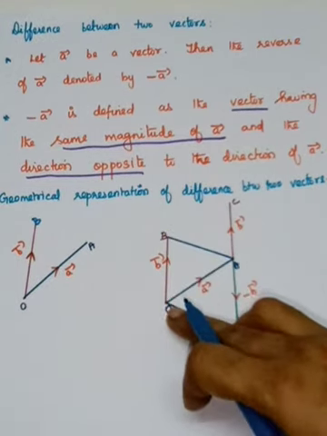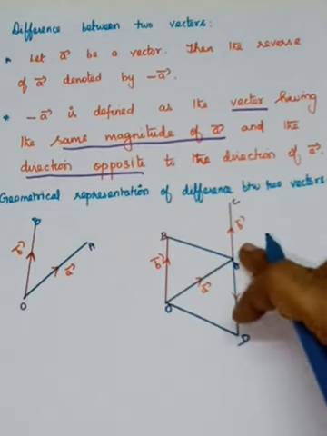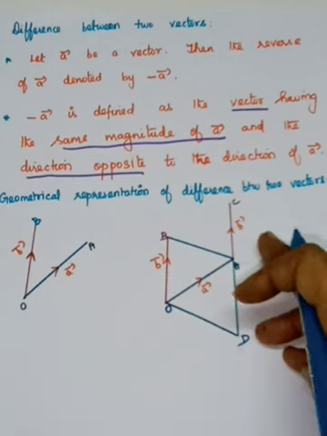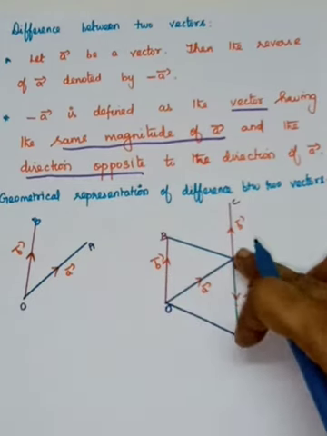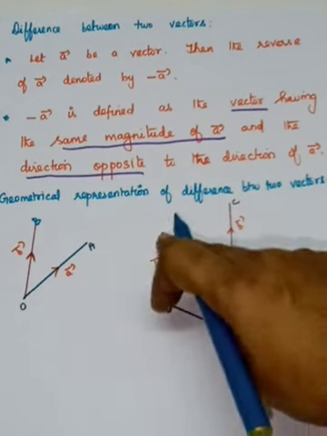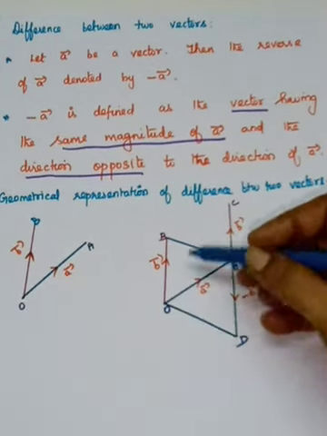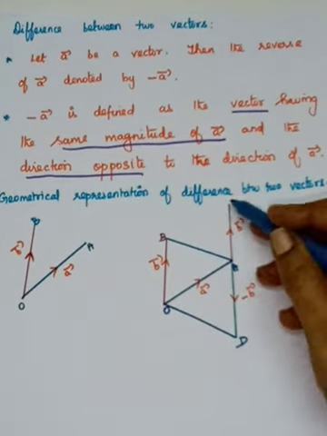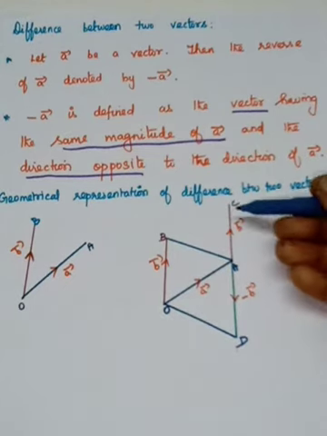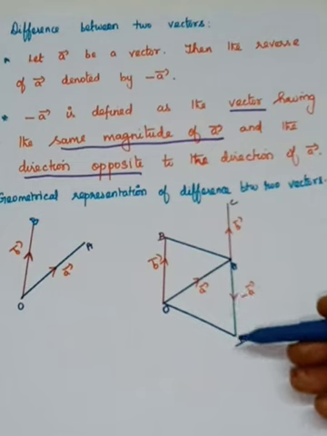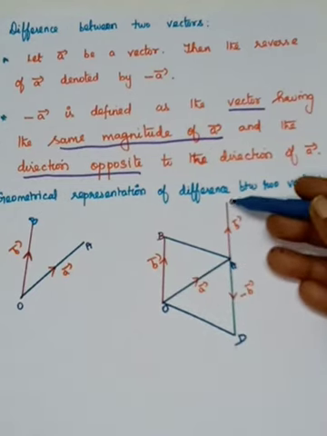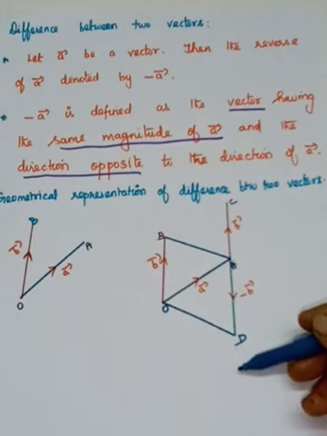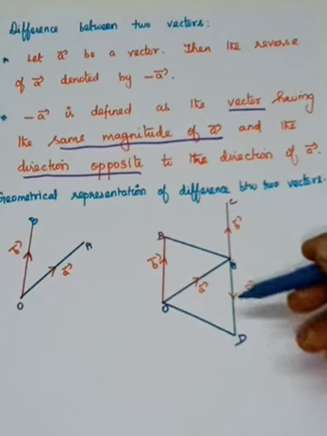Here we take the equal vector AC, which is exactly equal to OB, with the same magnitude and direction. So draw a line parallel to OB, and OB vector is equal to AC vector. So AC vector is B vector. Now we have to draw the negative of B vector. Minus B vector is AD vector. They have the same magnitude but opposite direction.